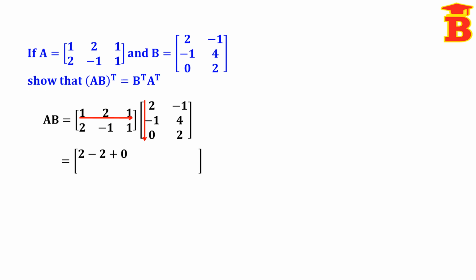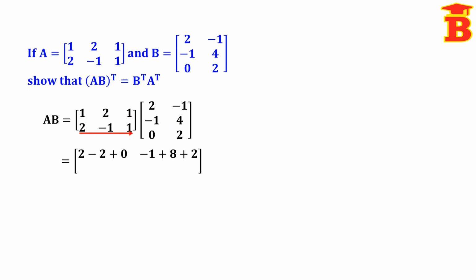Next multiply the first row into the second column: 1 into minus 1 is minus 1, plus 2 into 4 is 8, plus 1 into 2 is 2. This is the first row answer.